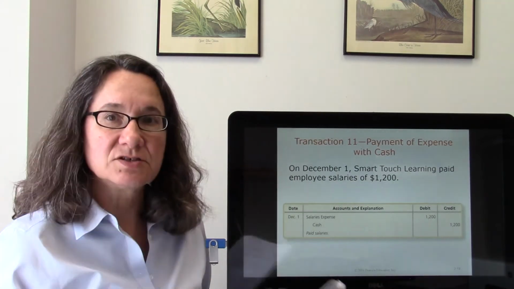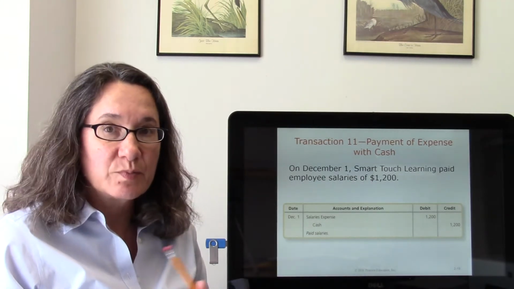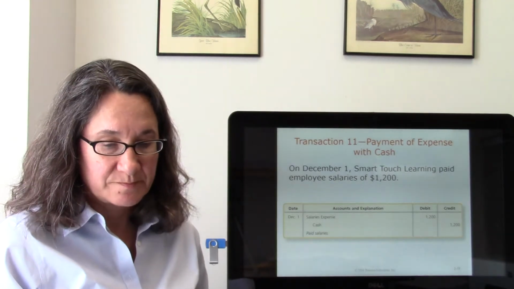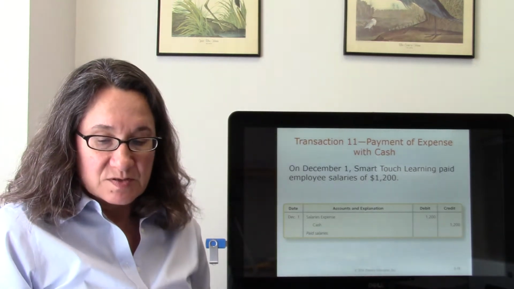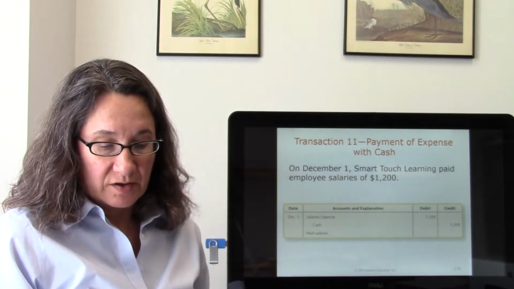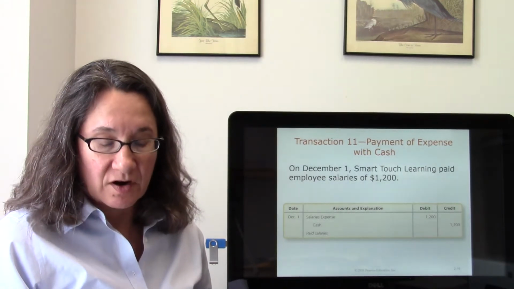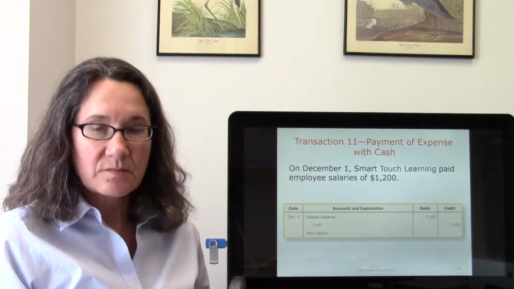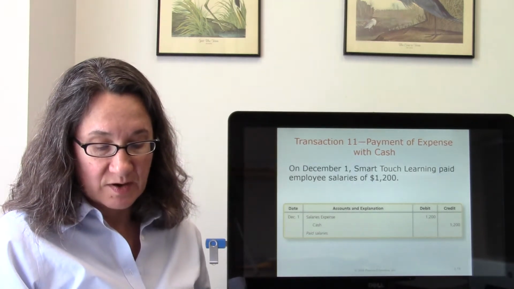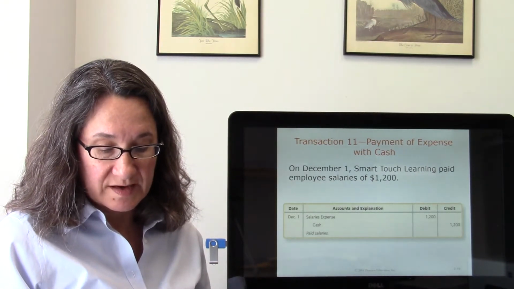The next transaction, transaction 11, payment of an expense with cash. So not a prepaid expense, just a plain old expense. We bought something, paid some cash. So on December 1st, TuTh Learning paid employee salaries of $1,200. So first we analyze it. The two accounts involved are salaries expense and cash. TuTh Learning paid employees for salary, so cash is decreased with a credit. Salaries expense is increased with a debit.